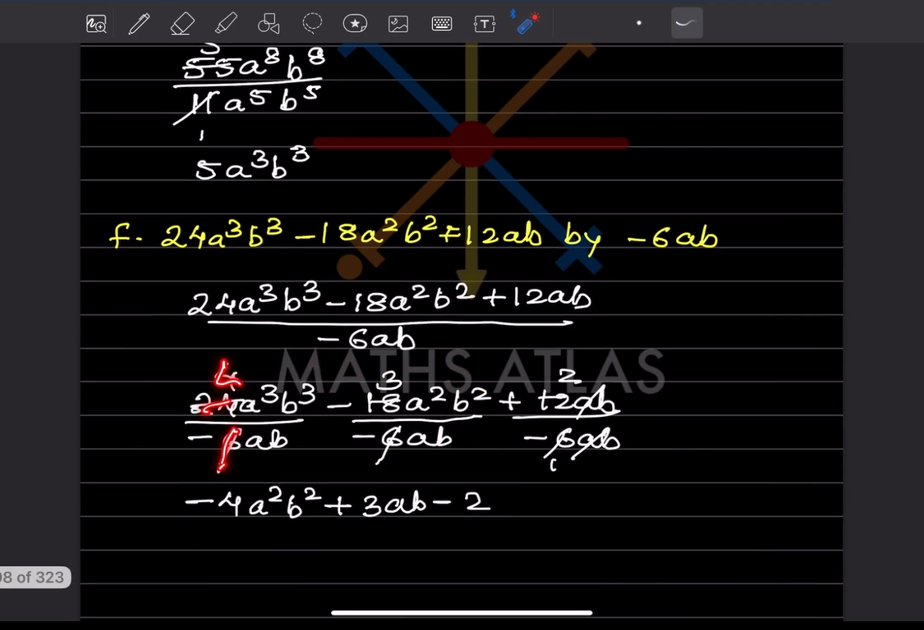So 6 ones are 6, 6 fours are 24. So that is going to be minus 4. This will be 3 minus, here there is nothing, which means there should be 1. So 3 minus 1, that is going to be a square. Again here this should be 1. So 3 minus 1 is 2. Now minus divided by minus is going to be plus. So this will be plus. 6 ones are 6, 6 threes are 18. Here 2 minus 1 is just a, and this is just b. Now plus divided by minus is going to be minus here. 6 ones are 6, 6 twos are 12. This ab and ab get cancelled out. So plus divided by minus is going to be minus 2.